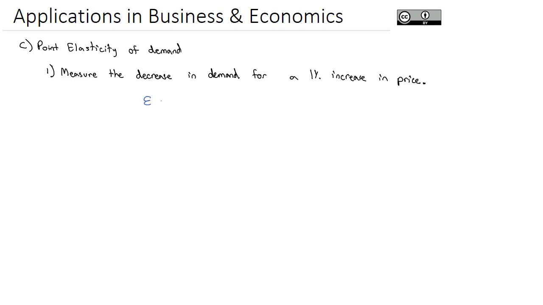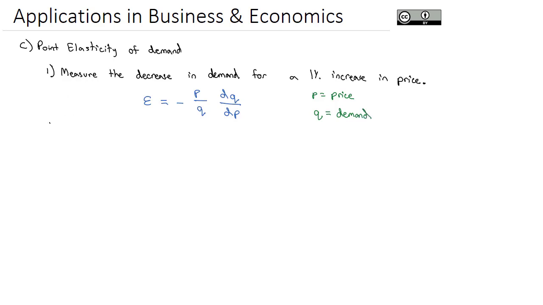And the formula for elasticity of demand, we use the Greek letter epsilon to represent the point elasticity of demand, is the opposite of the price divided by the demand times the derivative of the demand with respect to the price. So here, P is the price. That's a constant. And Q is the demand amount.